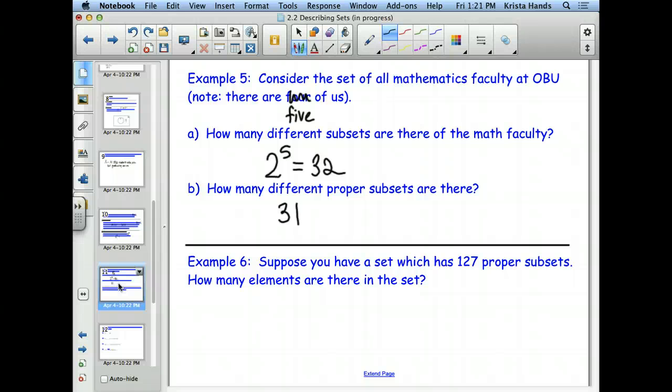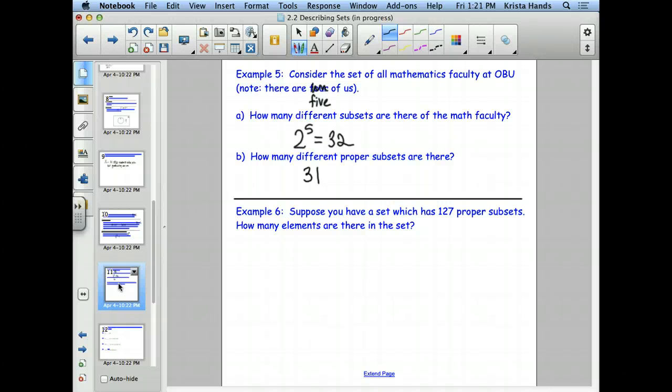What else maybe could you do? I know you guys know how to guess in chat, so I was trying to think if there's anything else you might try. I would set up an equation. Okay. Shelby, I think that's a really good direct way to do it. What did you have in mind? 127 equals 2n minus 1.